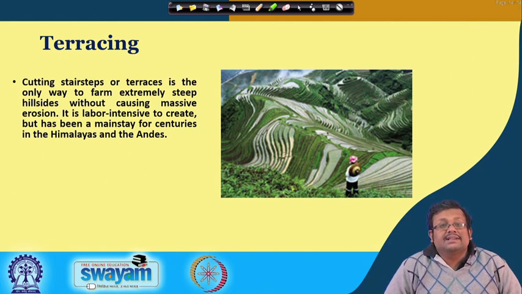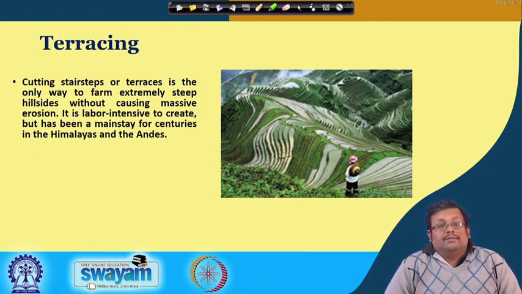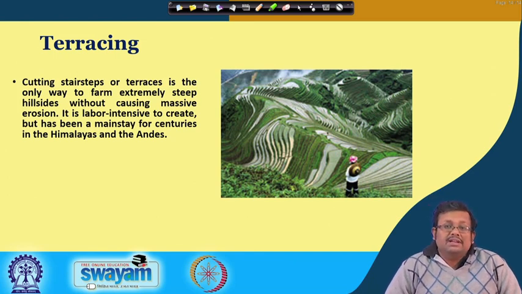Terracing is basically cutting stair steps or terraces across the hills. This is the only way to farm in extremely steep hillsides without causing massive erosion, and remember, it is very labor intensive to create, but it has been a mainstay for centuries in the Himalayas as well. If you visit the Himalayan regions, you will see this terracing cultivation extensively, specifically for rice cultivation, and this is one of the major ways of fighting soil erosion in these extremely hilly areas.